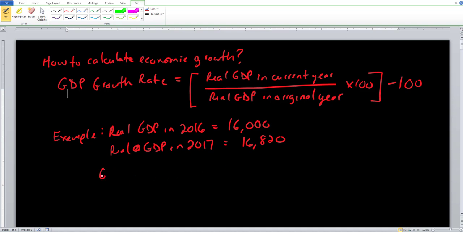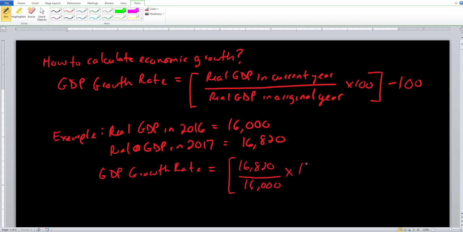So let's find the GDP growth rate. What number is going to go on top? The real GDP in the current year. So what's the year that is closest to us? That's going to be our 16,820. So 2017 is the year closest to us. And the original year, the year furthest away from us, is going to be that 16,000.